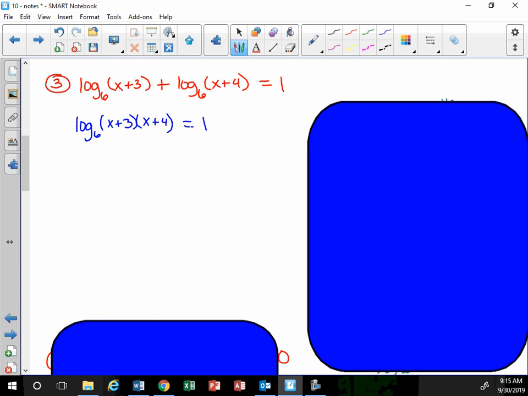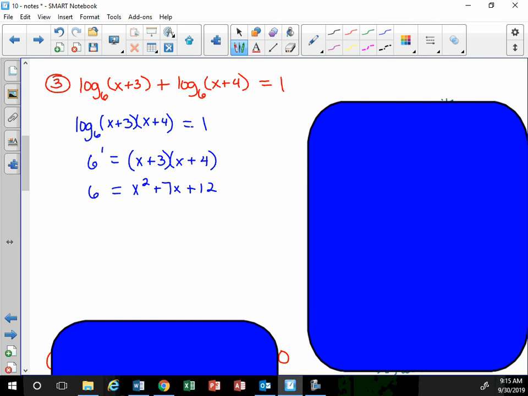Go ahead. 6 to the first equals x plus 3 times x plus 4. Perfect. 6 to the first equals x plus 3 times x plus 4. Now it's back to just an algebra equation. So this is just 6 equals x squared plus 7x plus 12.